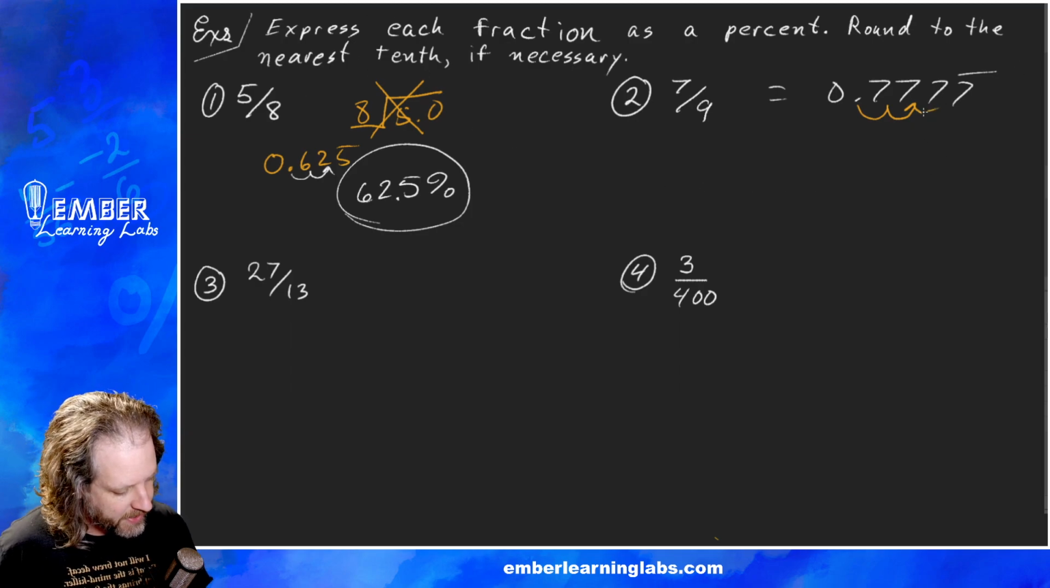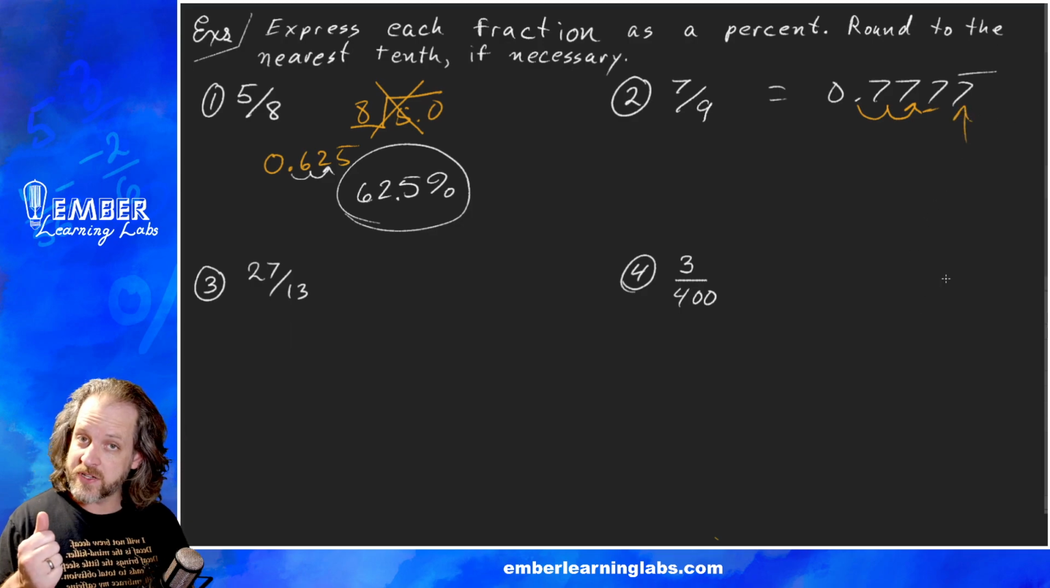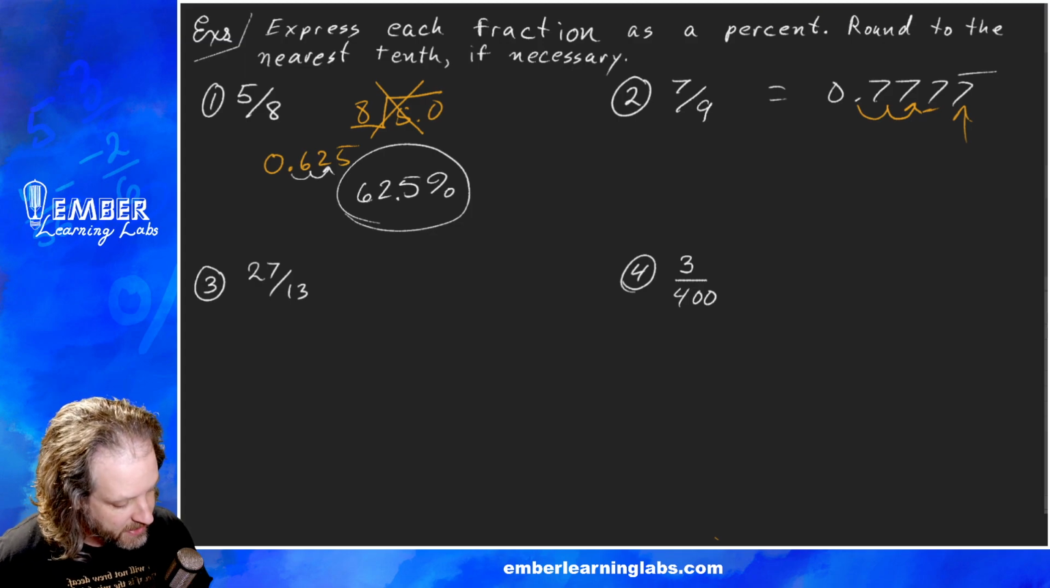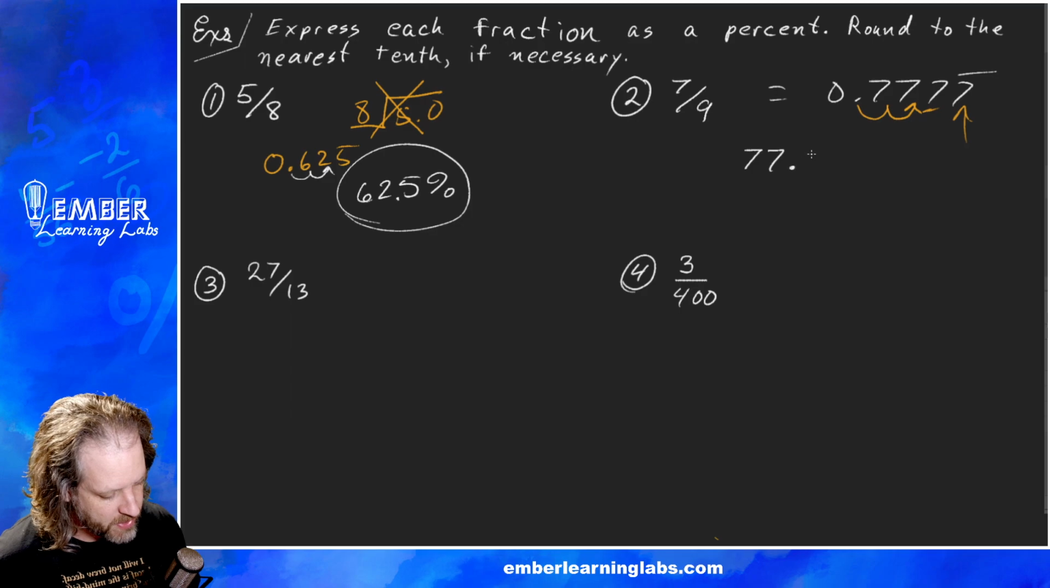So we're going to round right here. So we're looking there, right? So we're going to round up because 7 is greater than 5, right? So we end up getting 77.8%.